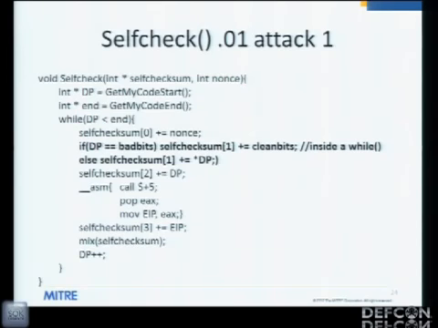Okay. With this new self-checksum in mind, an attack against it would look something like this. We have the same sort of loop setup where we're iterating over our own code and incorporating key components like the data pointer, star DP, the data at the data pointer, the EIP and so forth.